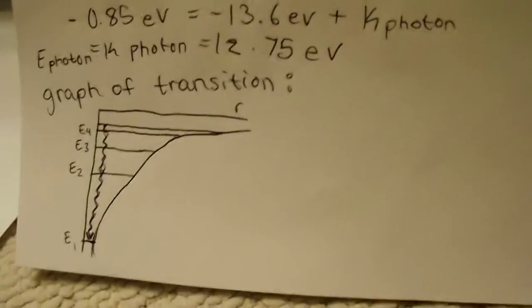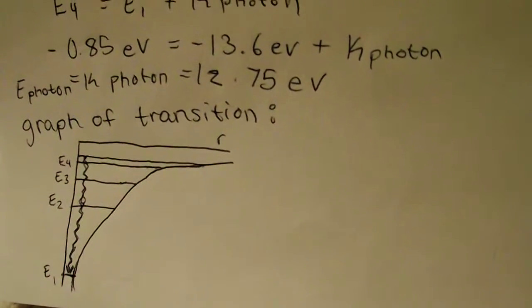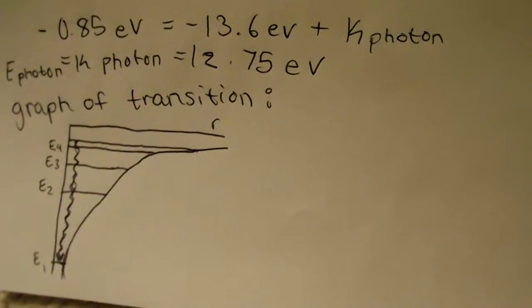And here's just a graph of the transition that the photon made from energy level 4 to energy level 1.